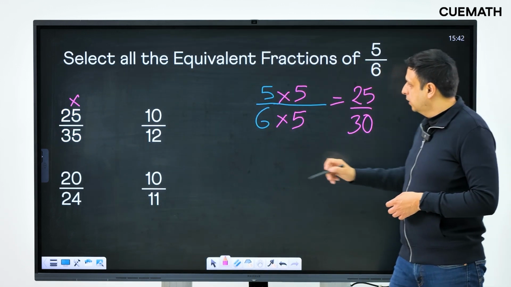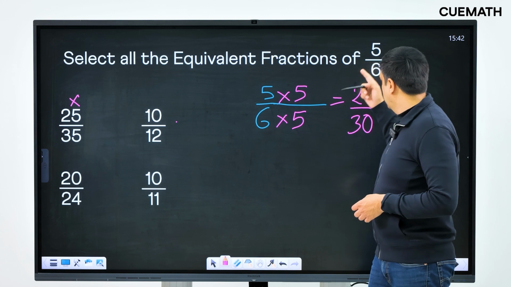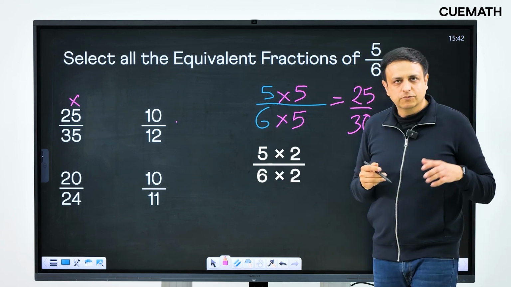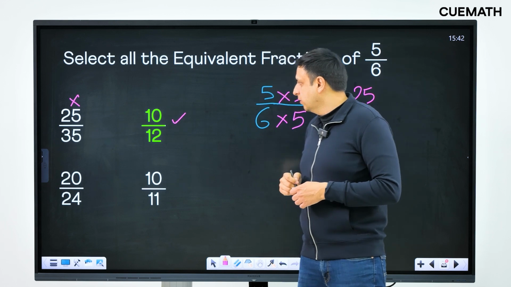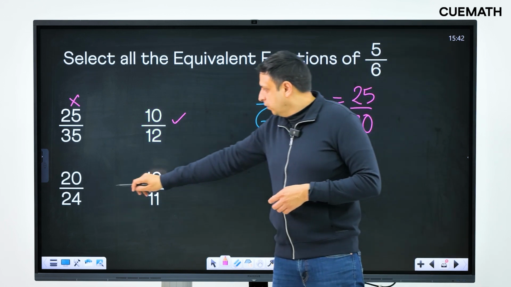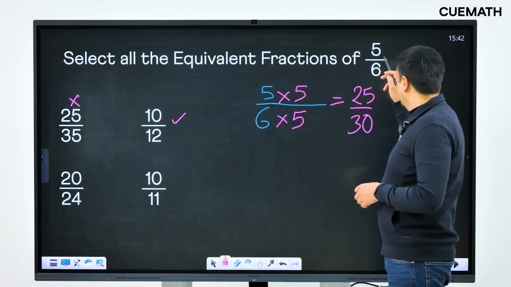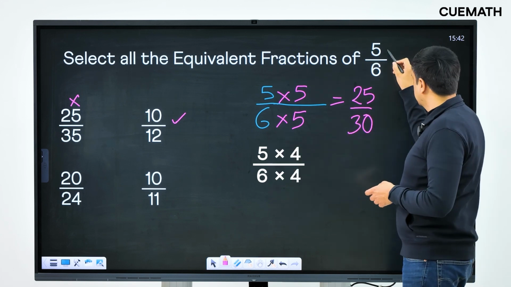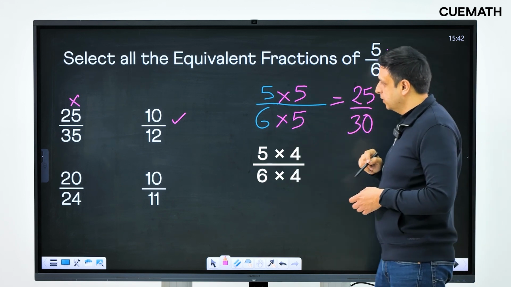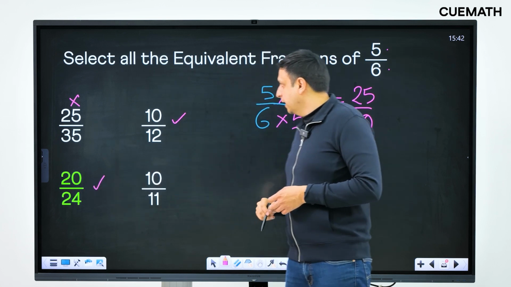Now what about 10 over 12, this one over here? So I can multiply above and below by 2. So 5 times 2 is 10, 6 times 2 is 12. So yes, this indeed is equivalent to 5 over 6. What about 20 over 24? So if I multiply 5 over 6 above and below by 4, I should get this, because 5 times 4 is 20, 6 times 4 is 24. So yes, this is equivalent to 5 over 6.